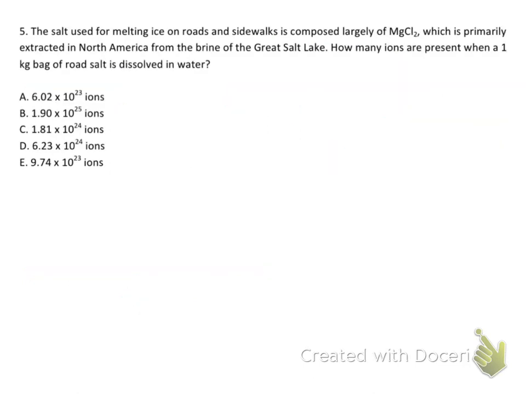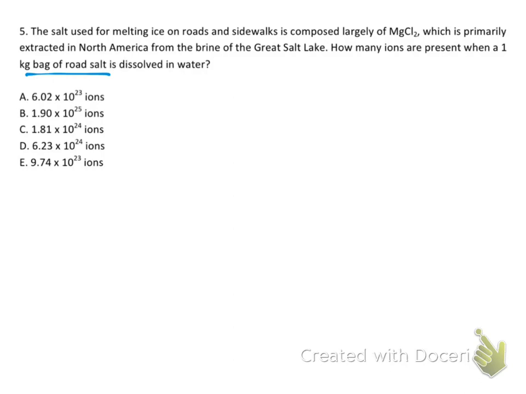This next question is about something that many of us can relate to. It is about road salt. So when it gets really cold, we can use salts to help lower the freezing point of ice, which lets it melt at a lower temperature so that we don't have ice all over our sidewalks. In this particular problem, we're given a 1 kilogram bag of road salt, and we want to find out how many ions are present when this is dissolved into water.